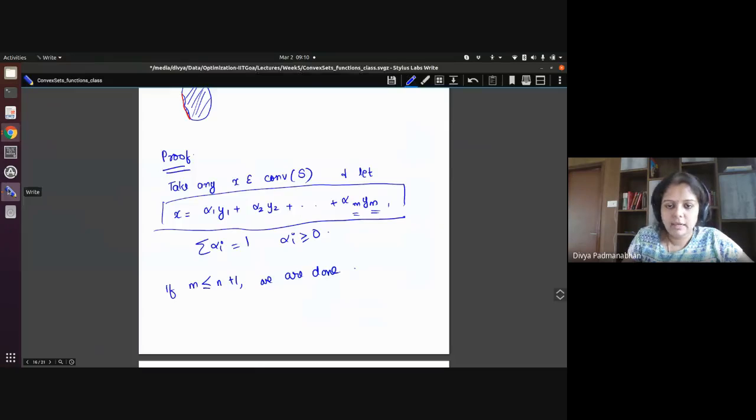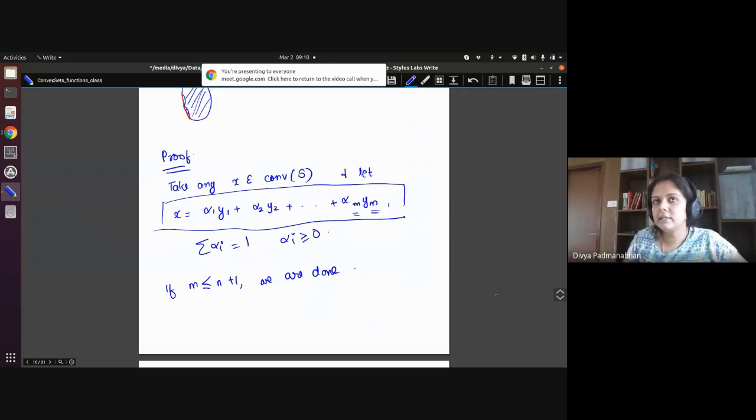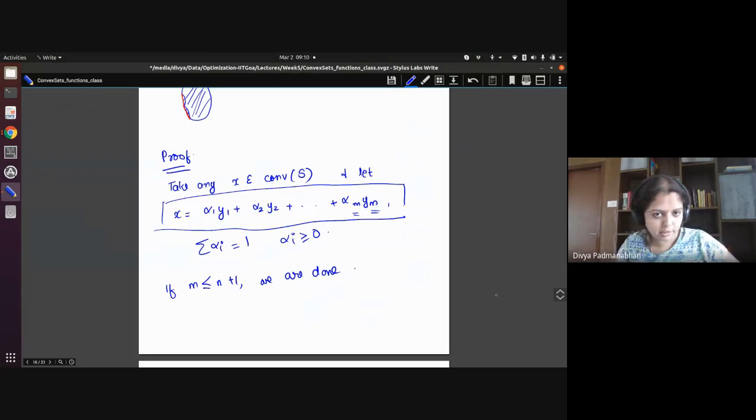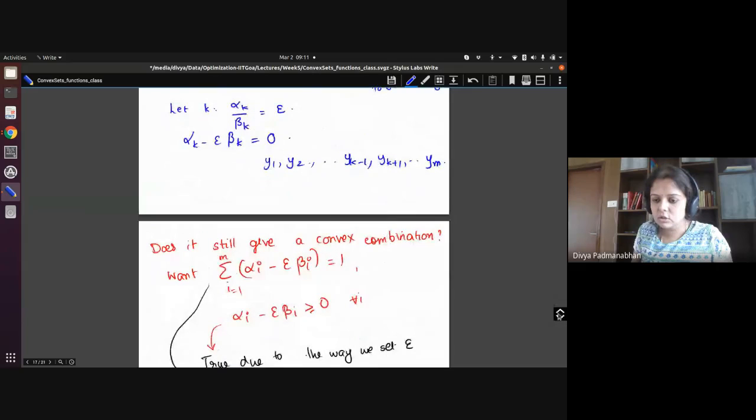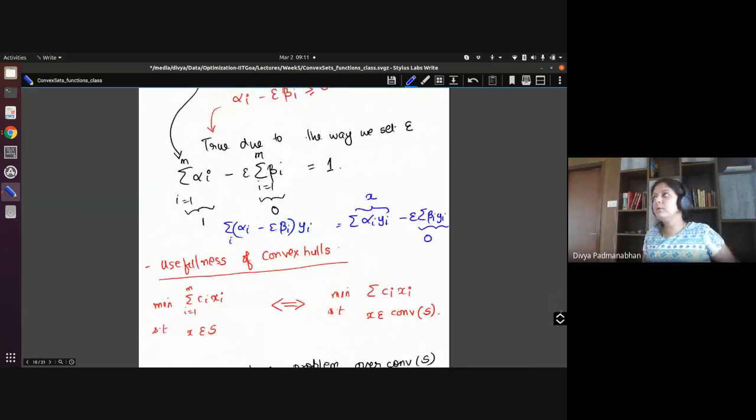So these proof ideas, like eliminating one point, will show up later when we do the simplex algorithm, which is for solving linear programs. That's a well-known technique, and the idea is similar to what is done in the proof of Caratheodory's theorem. So that's why I thought it's useful to go over this. Okay, so now what we saw was about convex hulls.